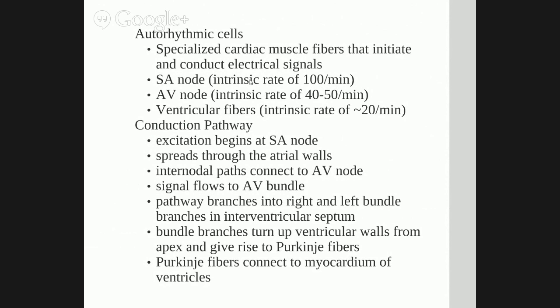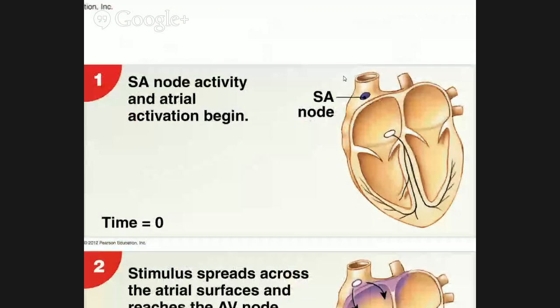But under normal circumstances, everything should be controlled by the SA node, and that 100 beats per minute is its intrinsic rate, which is usually slowed down by the parasympathetic system there. Now, there's a series of pictures I want to run through that just paint the picture of what's happening following through what the conduction system is doing.